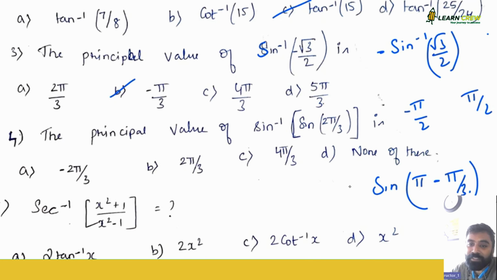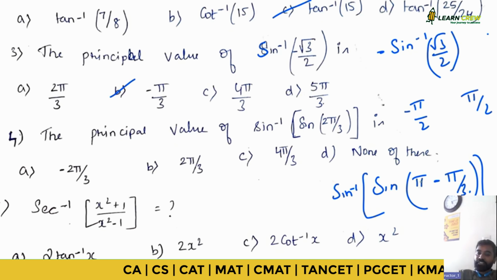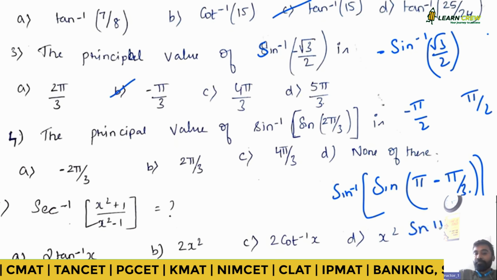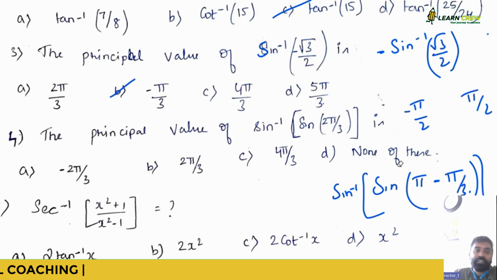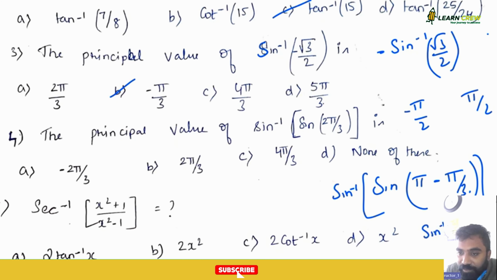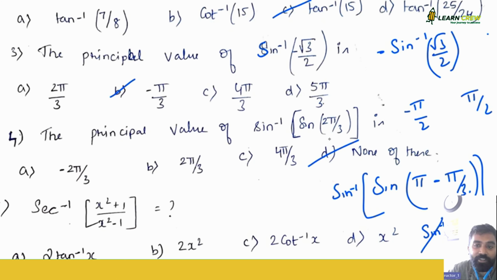Sine of (pi minus pi by 3), sine inverse of this. Now, what is sine of (pi minus pi by 3)? Obviously, in the second quadrant sine is positive, so this is the same as sine pi by 3. This is nothing but sine of (180 minus pi by 3), which is sine of pi by 3. So sine inverse of sine pi by 3 is the same, and now you can cancel. The answer is pi by 3, but you do not have any option of pi by 3. The answer is none of these.